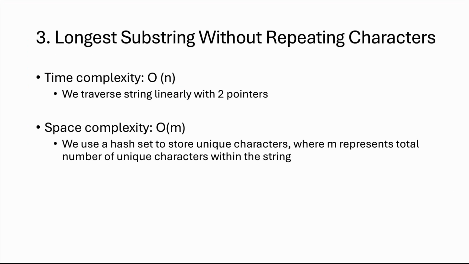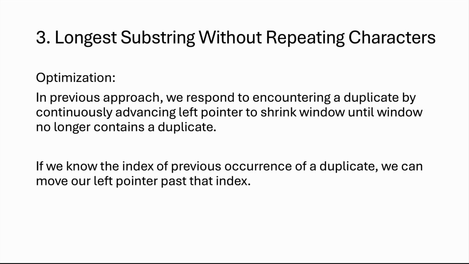Time complexity is O of n, space complexity is O of m, because we use a hash set to store unique characters, where m represents the total number of unique characters within the string. The last approach solves the problem, but we can still optimize it.